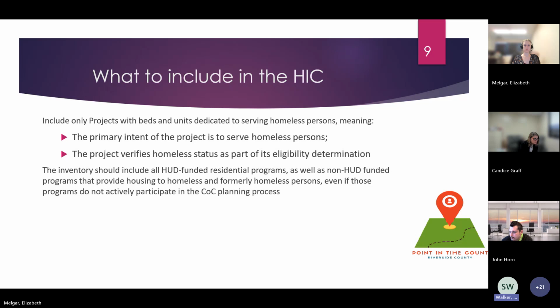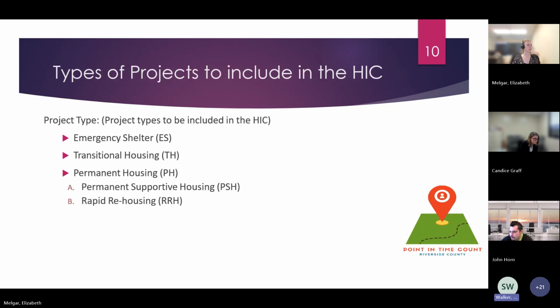Next slide, please. So I already went over this briefly, but the projects to include are all emergency shelter programs, including youth shelter, hotel and motel units, and campground space paid for in emergency shelter vouchers, and all transitional housing programs, including homeless youth. And then in terms of permanent supportive housing, we include permanent supportive housing programs and rapid rehousing programs.